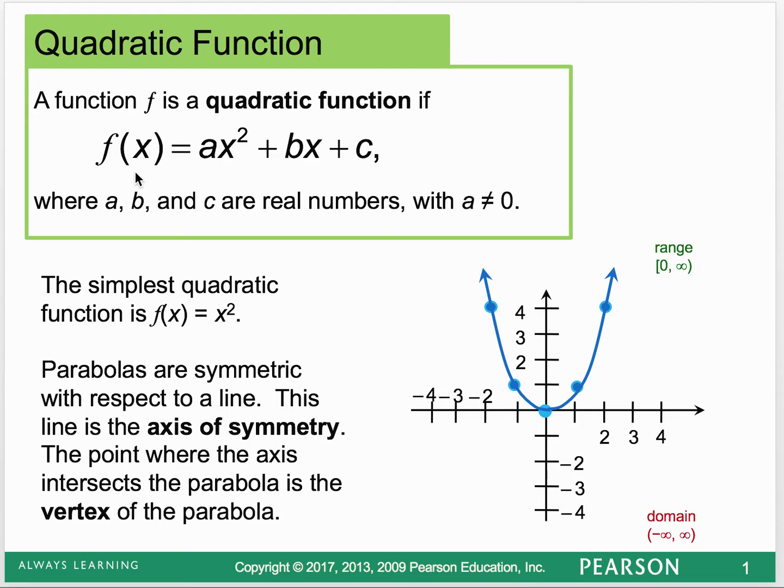Okay, so we've already taught some about quadratic functions when we did our transformations. So we know that the shape of every quadratic function makes a parabola. And the simplest quadratic function is just your basic x squared, right? So all parabolas are symmetric with respect to this line that goes right through the middle. And this line is called the axis of symmetry.